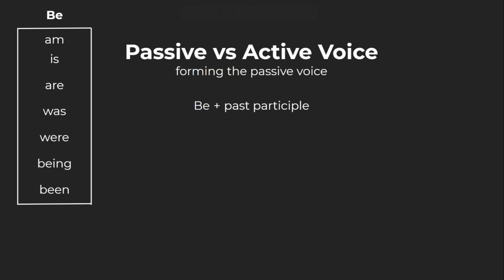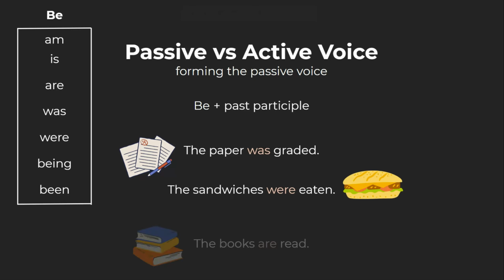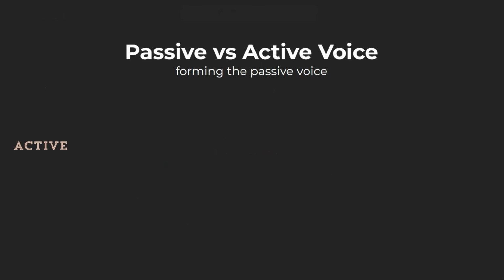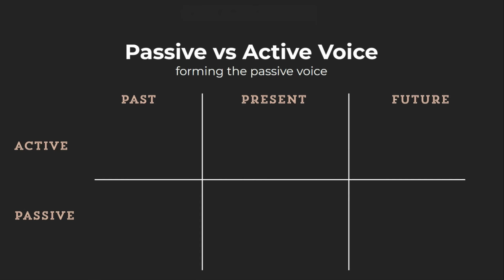So depending on our subject and tense, we would adjust the be verb accordingly. So we would have "the paper was graded," "the sandwiches were eaten," "the books are read," etc. Both the active and passive voice can be written in the past, present, or future. Let's look at a few examples in different tenses.